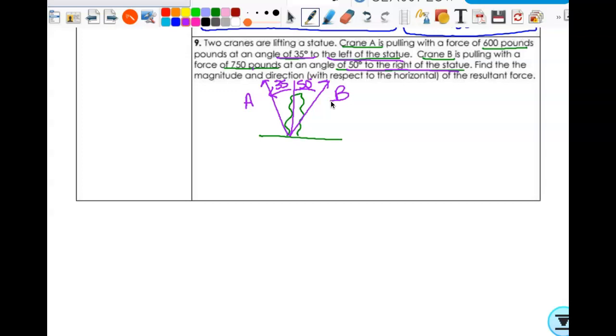So then I want you to figure out what is theta for crane A and what is theta for crane B. So you get those while I hand out your worksheets, and then I will put them up there and we'll talk about them.